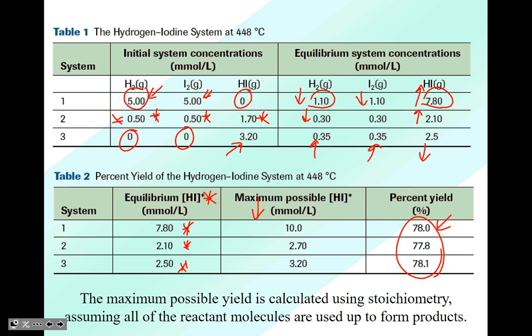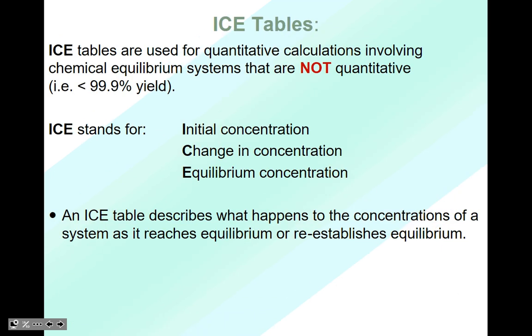The maximum possible yield is calculated using stoich, assuming all of the reactant molecules are used up to form the products. So there's something called ICE tables. I'm going to show you one example of a very simple ICE table. And in part 2 of this, we'll look at more complex ICE tables. But for right now, just very simple ICE tables.